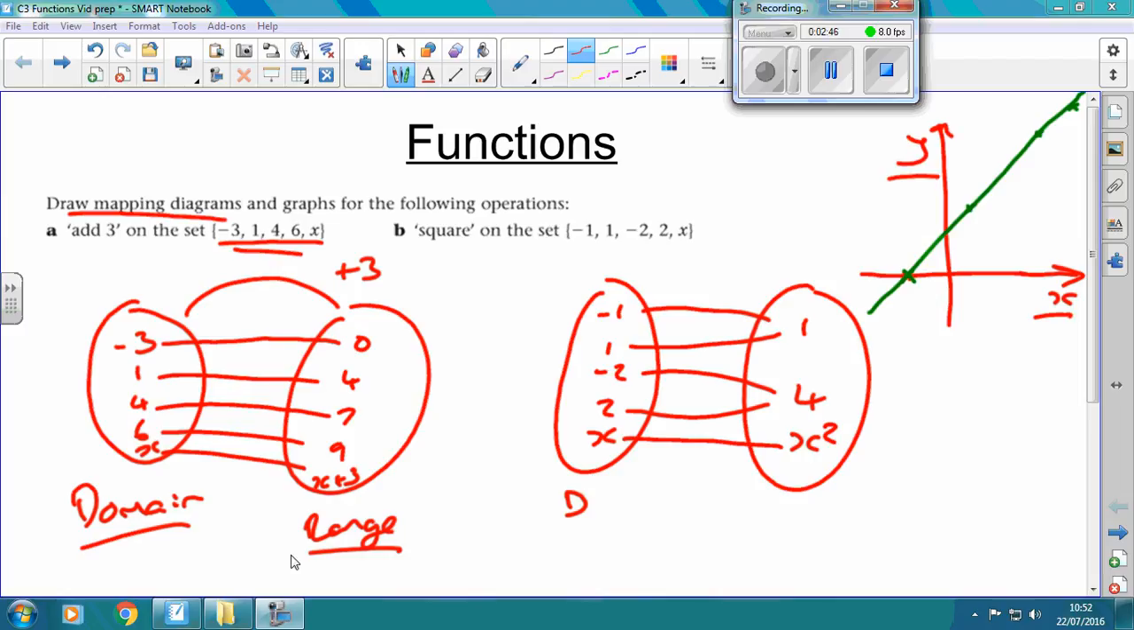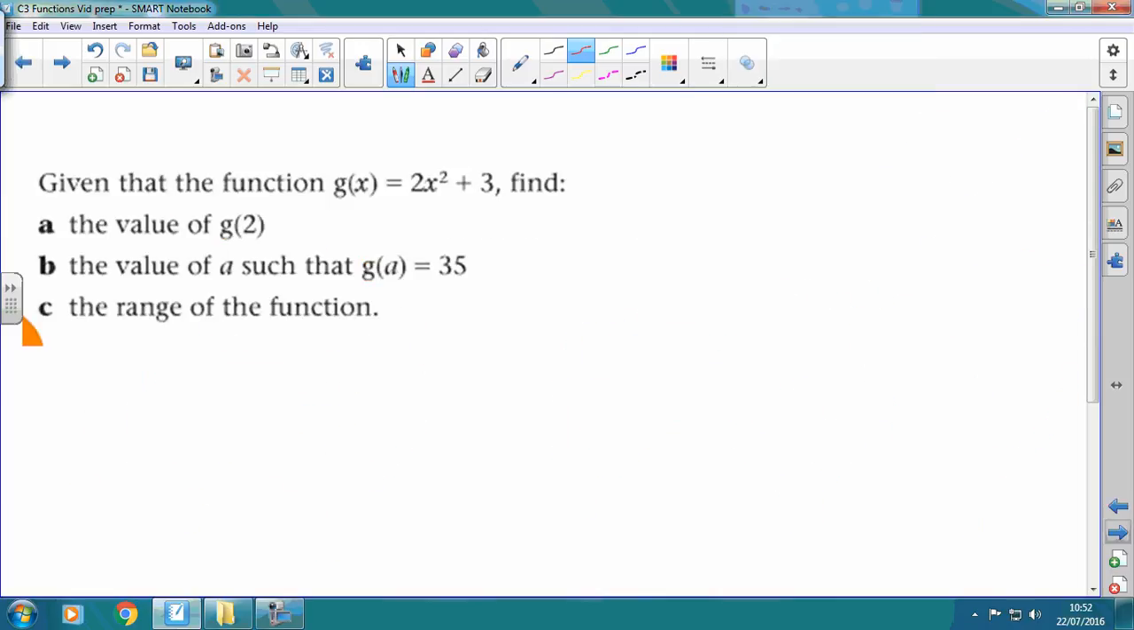And then you do the same for the second one here, and you should know what the x squared graph looks like. It looks like that there. Okay, so that's the basic premise behind functions. So let's have a look at some more of the terminology.